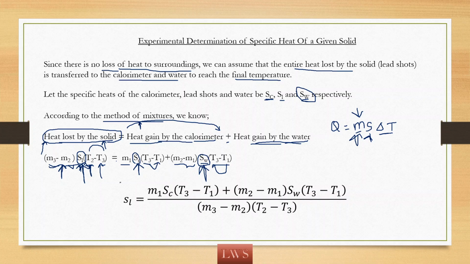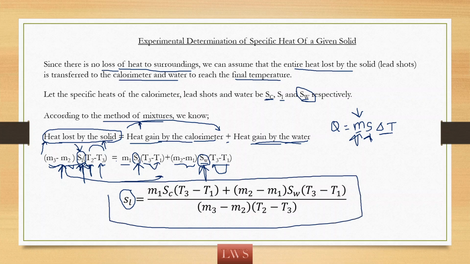We can substitute all the values, and SL, I am keeping SL here, which is the unknown, which is our requirement here, and all the terms shifted to the other side. So we are left with this expression: SL equals M1 SC into T3 minus T1, plus M2 minus M1 into SW into T3 minus T1, or M3 minus M2 into T2 minus T3.